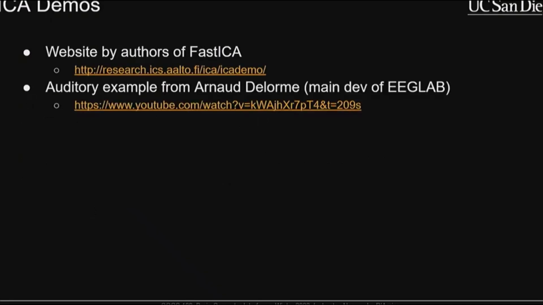I will post my slides, but there are some pretty good demos for ICA. There's one that looks like a Web 1.0 site. It's hilarious, but it's a really good website from the authors of FastICA. And Arnaud Delorme, one of the main developers of EEGLAB at the Swartz Center, has a really good talk that I linked on YouTube about ICA. He has a good demo of it working on auditory data, and then he showcases how it performs on EEG data and talks about limitations. It's a great talk.